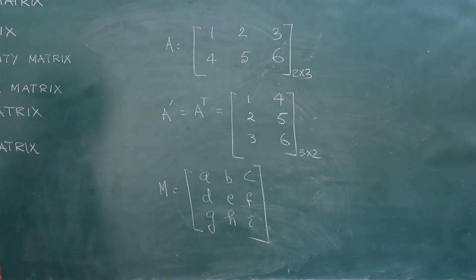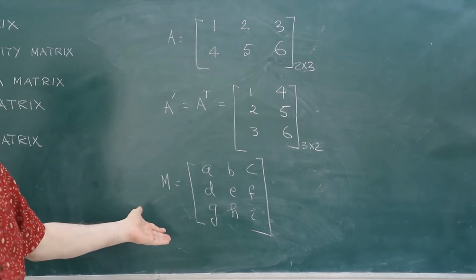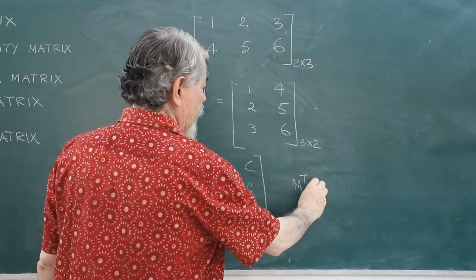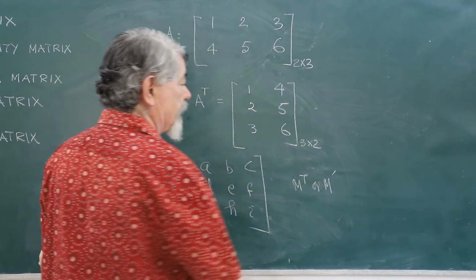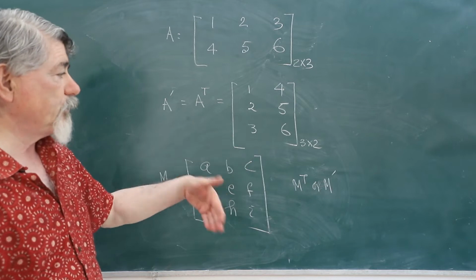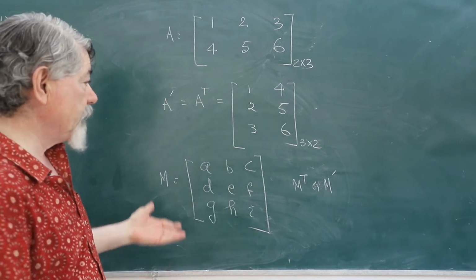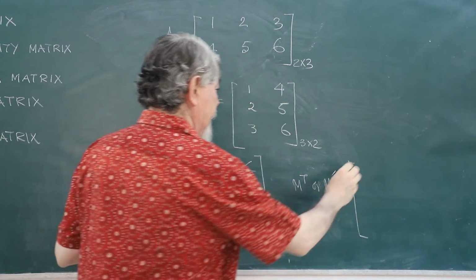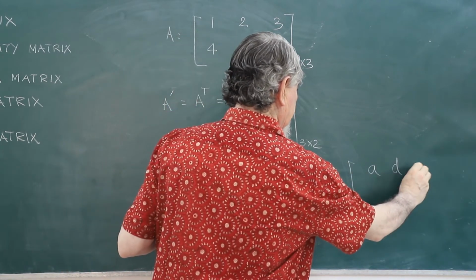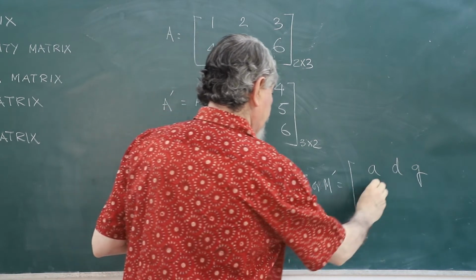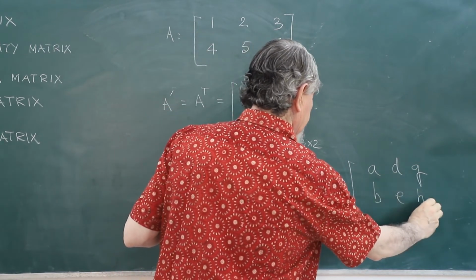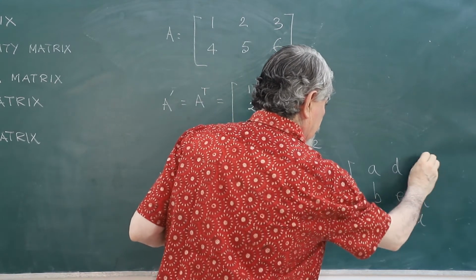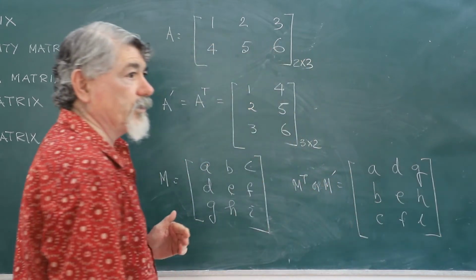This is matrix M. If I want to find the transpose of this matrix, it will be M T or M dash. Both ways are correct. Either you represent it by M transpose or M dash. What am I going to do? I am going to interchange the rows and columns. A, D, G, B, E, H, C, F, I. So we have interchanged the rows and columns.